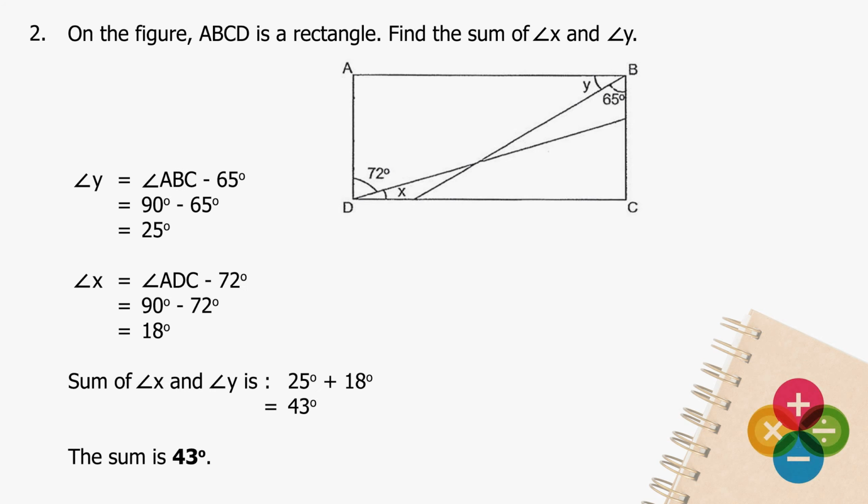Angle Y will be: subtract 65 degrees from angle ABC, which is equal to subtract 65 degrees from 90 degrees, and the difference will be 25 degrees. Angle X will be: subtract 72 degrees from angle ADC, which is equal to subtract 72 degrees from 90 degrees, and the difference is 18 degrees. The sum of angle X and angle Y will be: add 25 degrees to 18 degrees, and the sum is 43 degrees. The sum is 43 degrees.